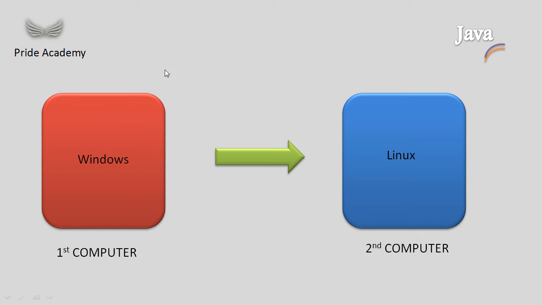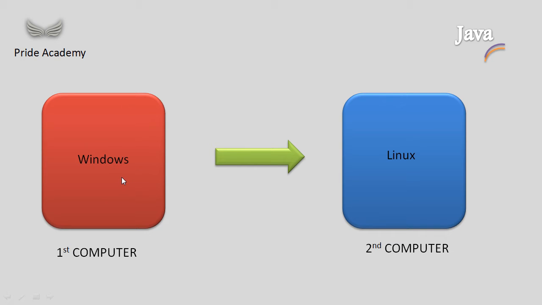I want to run the same application, the same software, on the second computer also. But when I take that application to the second computer, the operating system changes. Here it's Linux, so it's not going to work. Whenever the platform changes, the program developed on one system is not going to run on another system with a different operating system. That's why C is known as a platform dependent language, because it depends upon the platform, upon the operating system.